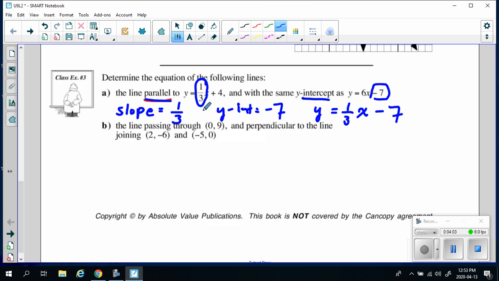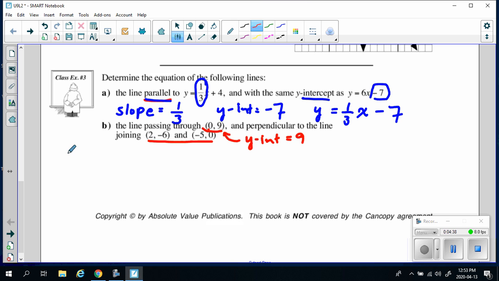In part B, they're asking us to do a completely different line. It says that the line passes through this point, and it is perpendicular to the line that's joining these 2 points. Now, conveniently, this point happens to be a y-intercept. So we can simply say that our y-intercept is the same, which is going to be 9. That's convenient. What is not convenient is they have not given us a slope or an easily read slope. We actually have to calculate this slope using the slope formula.